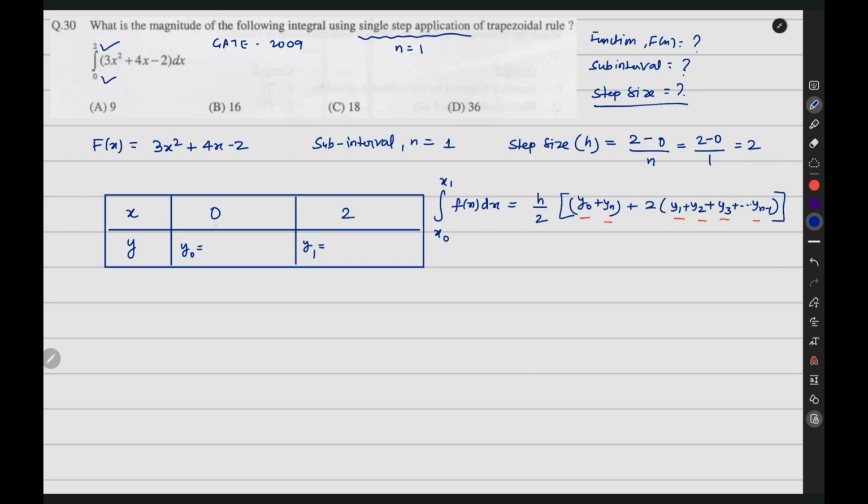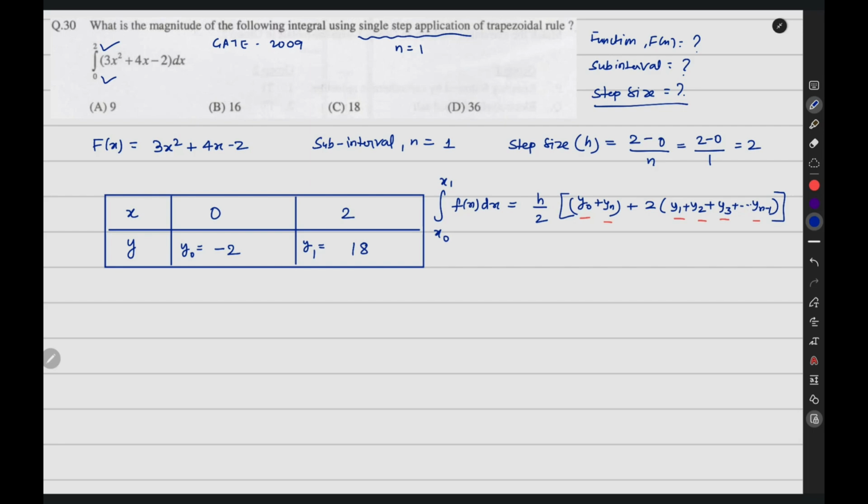Now we will put the value of x in the given function. By putting x equal to 0, we will get minus 2. Again in the function, we will put the value of x as 2. x equals 2. We will get 3 into 2 square plus 4 into 2 minus 2, that is 12 plus 8 minus 2. We will get 18. So we will write 18 for y1.